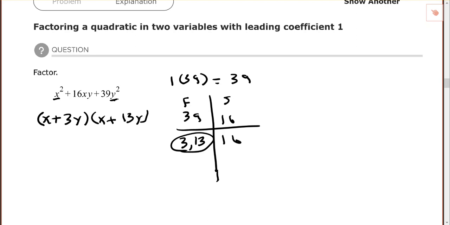Again, we put the y at the end there because we had y squared, so we have to split up that y in the last place there. The x squared, we split that up to go x times x, y squared, y times y. So if you notice, a quick check, if I do x times x, that's x squared. If I multiply 3y times 13y, that's 39y squared. So you have to have the factors of the first term there in the first place of each binomial, and then the factors of the last term in the second place of each binomial.